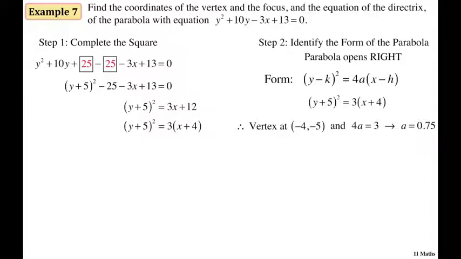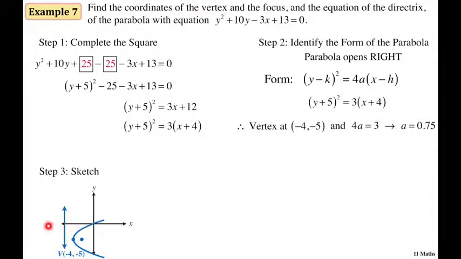Let's draw our sketch. We're drawing a vertex at minus 4, minus 5. That's close enough. Doesn't have to be to scale. I know the parabola opens to the right, and I know that the focus will be just a little bit to the right of the vertex, and the directrix will be a little bit to the left of the vertex. How much is the little bit? 0.75.